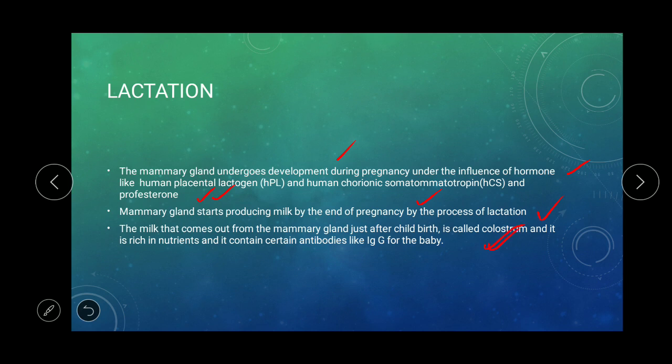The colostrum is the first milk of the mother, and it comes out of the mammary gland just after childbirth. And why is this necessary? Because it is rich in nutrients, and it contains certain antibodies like IgG for the baby. So it is very important that the child after birth must be fed with the mother's milk, which contains the colostrum, the essential source of nutrients and antibody, immunoglobulin G, IgG, for the baby, and which helps to protect it from various diseases.